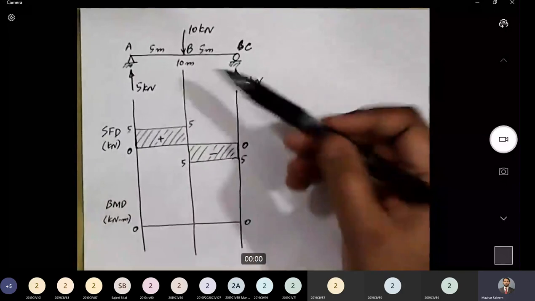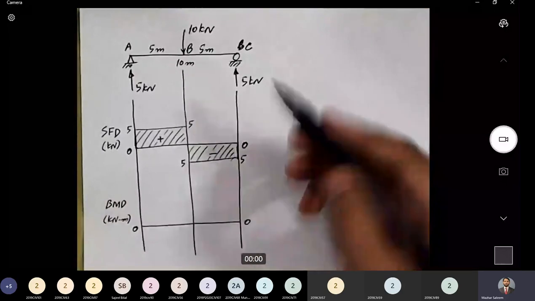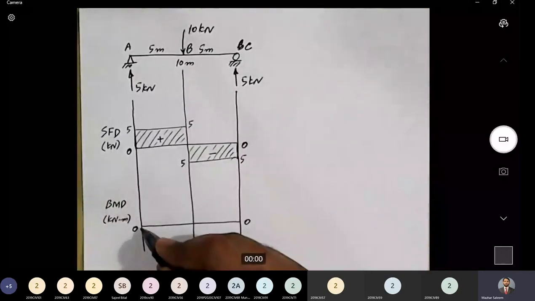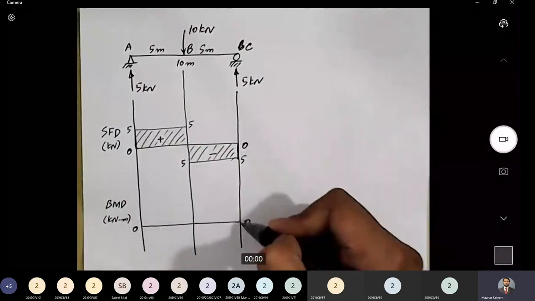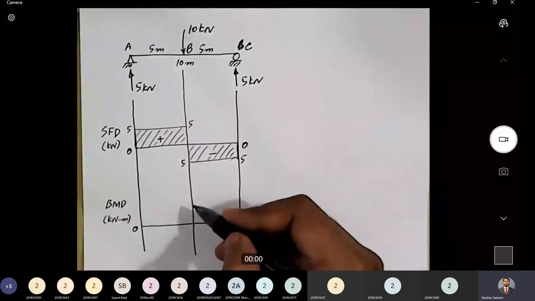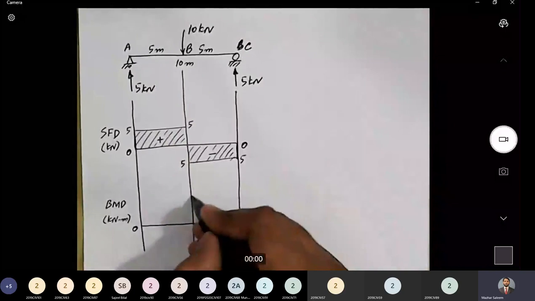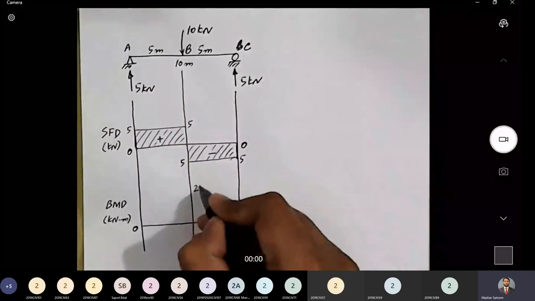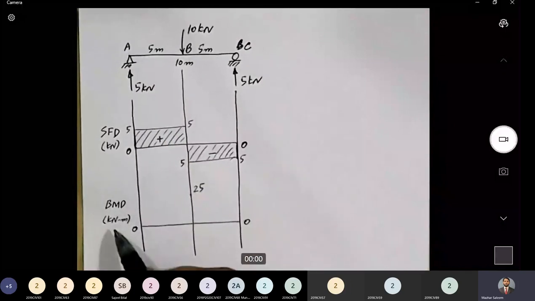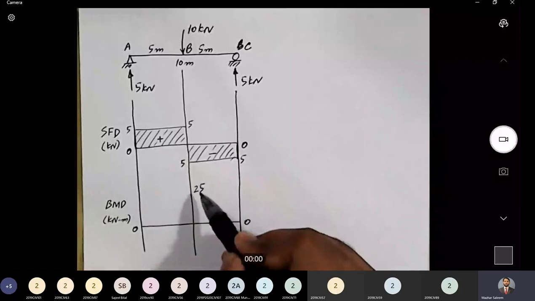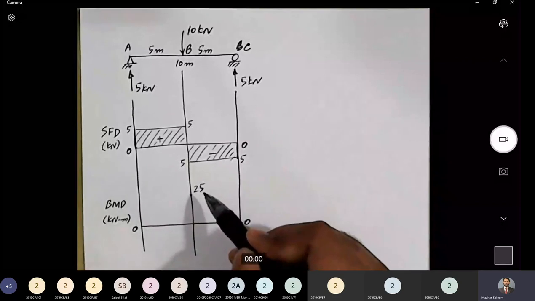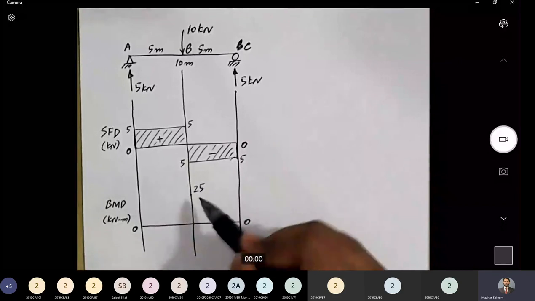Okay. Now, what is the value of bending moment at point A? The value of bending moment at point A is equal to 0. And what is the bending moment at point C? It was also equal to 0. How much was the bending moment at point B? At point B, it was 25 kilonewton meter. We have written the units here, so we do not need to write down the unit with every value on the shear force diagram and bending moment diagram. So this is 25. So we have marked the ordinate.